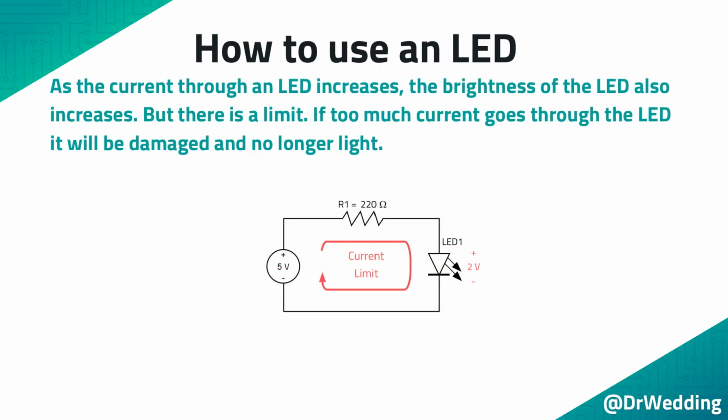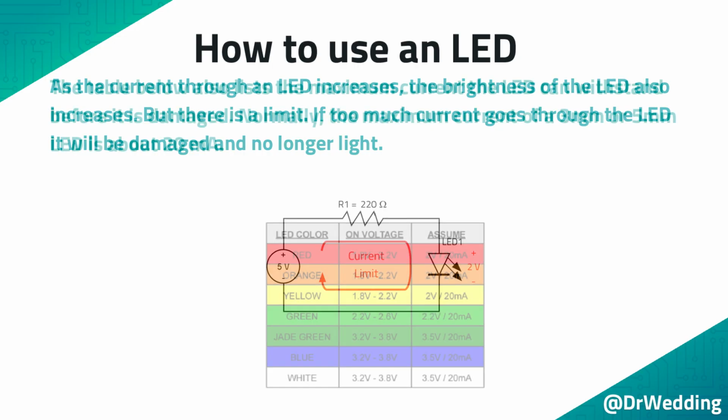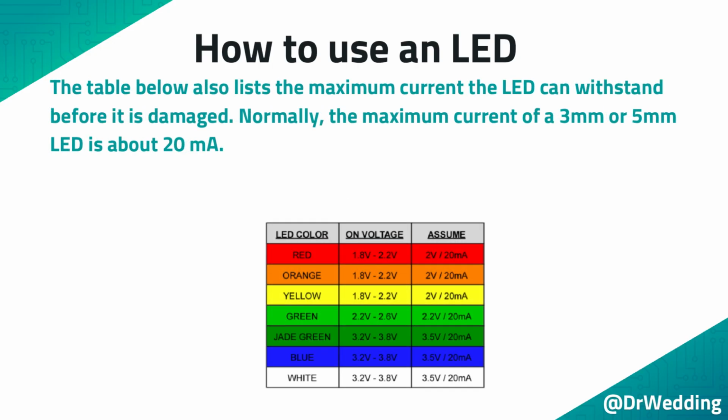As the current through an LED increases, the brightness of the LED also increases. But there is a limit. If too much current goes through the LED, it will be damaged and no longer light. The table below also lists the maximum current the LED can withstand before it is damaged. Normally, the maximum current of a 3mm or 5mm LED is about 20 milliamps.